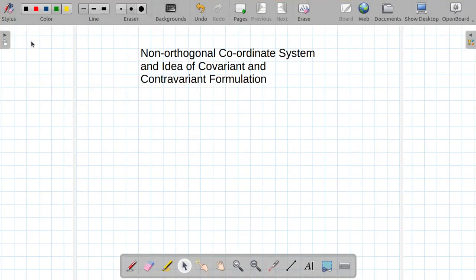So, welcome to this lecture, and this lecture is based on the non-orthogonal coordinate system and how the idea of covariant and contravariant vectors will evolve. In the earlier lecture, I talked about the orthogonal coordinate system, and it's like a projection. As I said earlier, a vector can be expressed in the form of a projection along different axes.